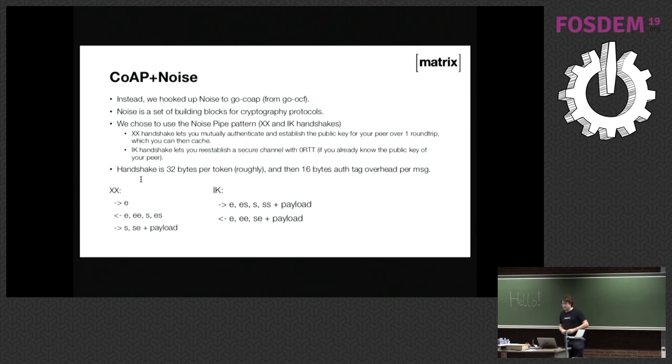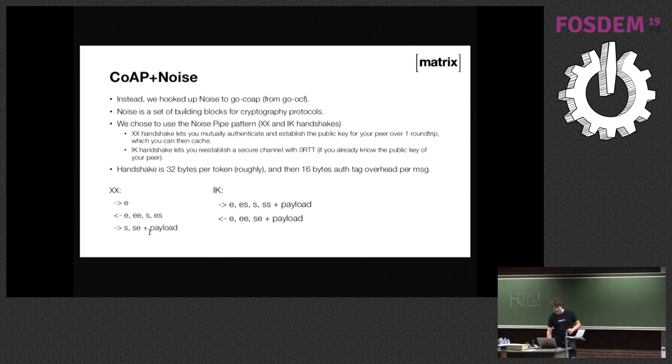So the two handshakes that most people end up using are called XX and IK. XX is this guy here. It's a three-step handshake where you send an ephemeral key. You get back another ephemeral key from the other side and various combinations of elliptic curve Diffie-Hellman results. So each of these tokens is 32 bytes long, and it allows you to establish a shared public key, which is mutually authenticated from the party that you're talking to. Once you have that, you can encrypt to that public key, and so you can chuck a payload in, so you have a one round trip time setup.